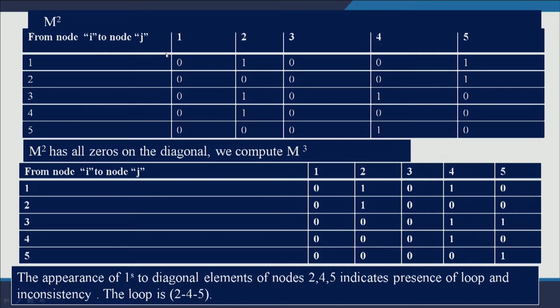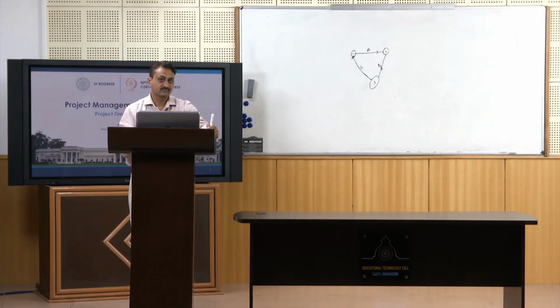If you look at the M square matrix, M square has all zeros on the diagonal. There is no 1 value in any of these diagonal cells. Since there is no 1 here, we will calculate M cube. So the next matrix is M cube. M square, which you already have, is multiplied by M, and you will get M cube.